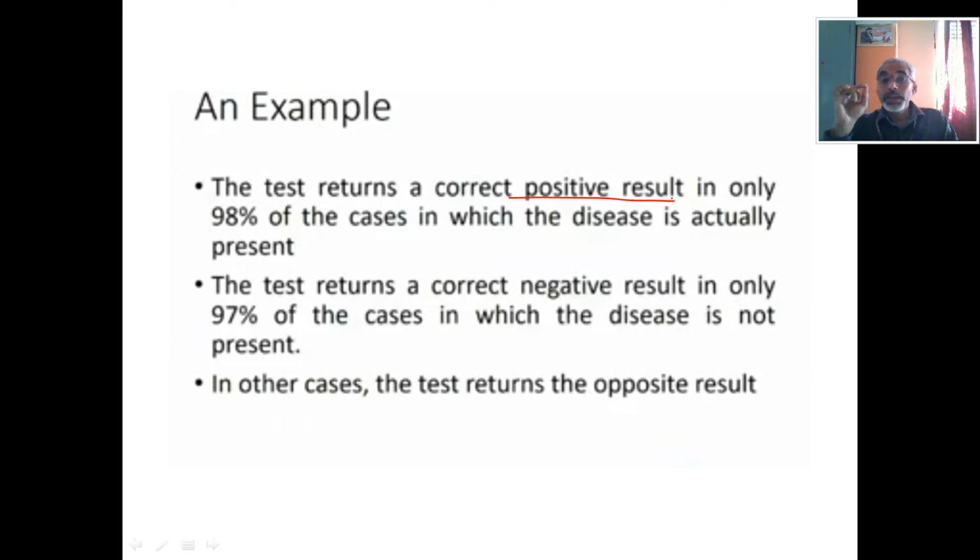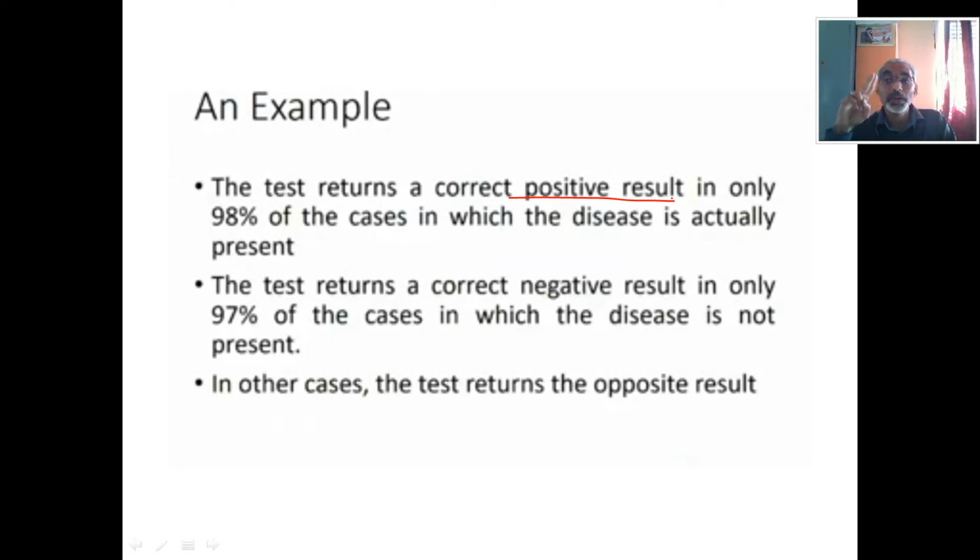Right? So 98% of the cases in which the disease is actually present, that means correct positive results. The lab is going to give the result, and now we have one data. What that data says is that if the patient is having cancer, the lab is going to give a positive result 98% of the time. That will be correct.